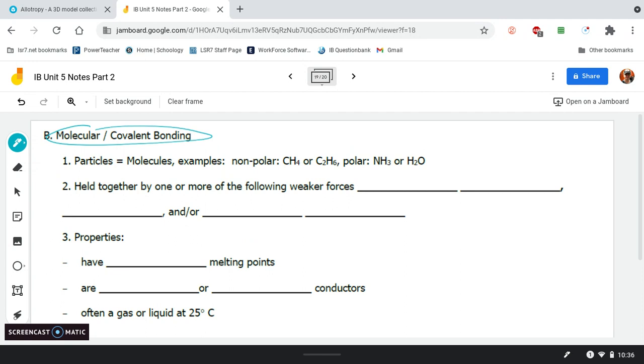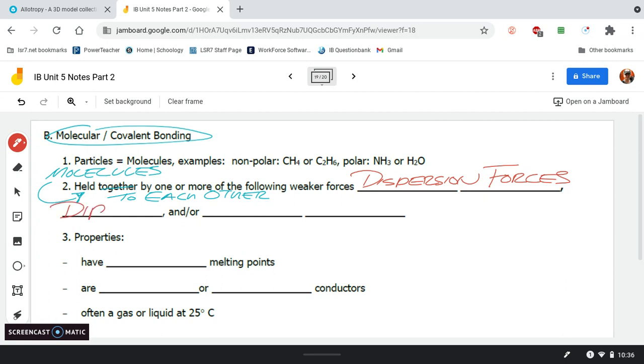This would probably be better if we said molecules. I need to fix that in my notes. The molecules are held to each other by one of the weaker forces, and those weaker forces are dispersion, or London forces, but I'm just going to put dispersion.